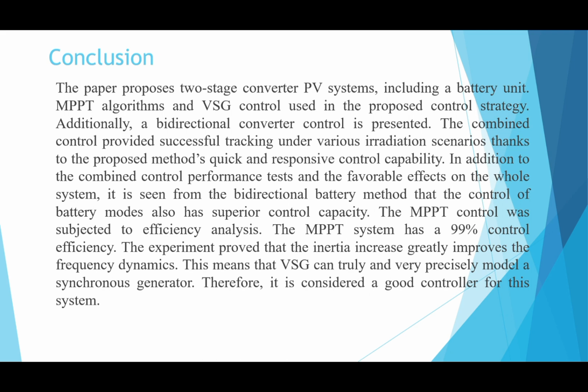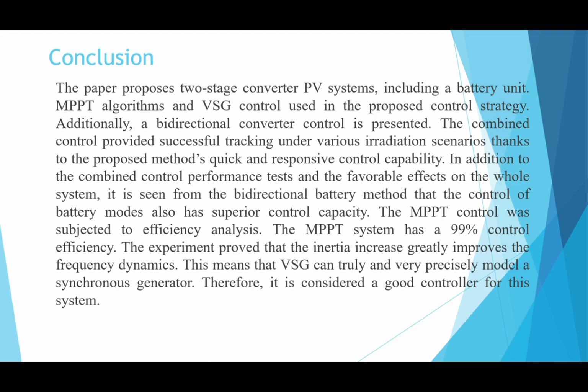The conclusion of this project is that the paper proposes a two-stage converter PV system including a battery unit, MPPT algorithm and VSG control used in the proposed control strategy. Additionally, a bidirectional converter control is presented. The combined control provided successful tracking under various irradiation scenarios thanks to the proposed method's quick and responsive control capability. In addition to the combined control performance test and the favorable effects on the whole system, it is seen from the bidirectional battery method that the control of battery modes also has superior control capacity.